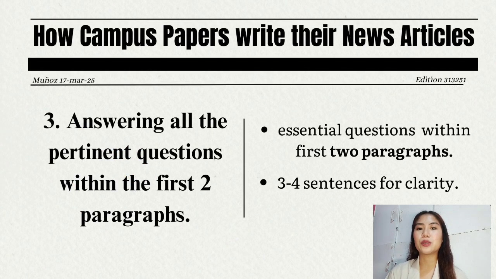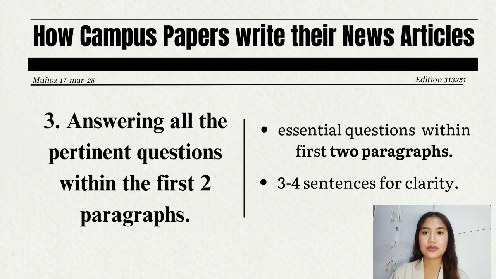Next is to answer all the pertinent questions within the first two paragraphs. To maintain reader interest and provide clarity, all pertinent questions should be answered within the first two paragraphs. Each paragraph should be concise, ideally containing 3 to 4 sentences. These initial paragraphs should present the primary information about the subject, allowing readers to grasp the key points without extensive searching. Additional details such as background information and quotations should be reserved for later paragraphs to maintain logical flow and avoid overwhelming the reader with excessive information too soon.